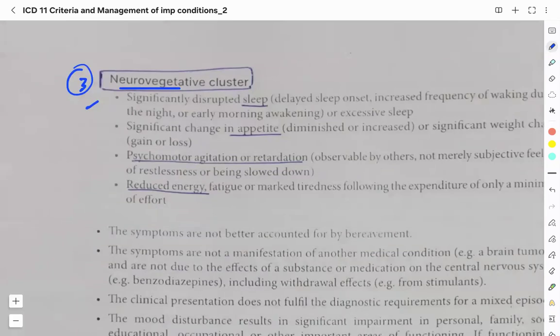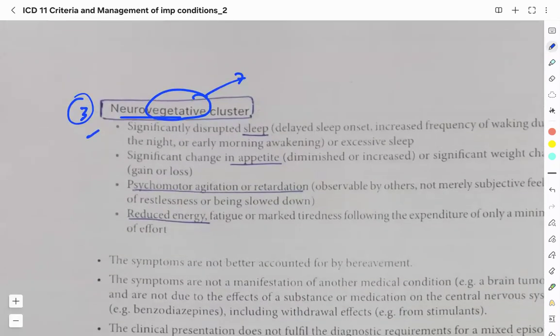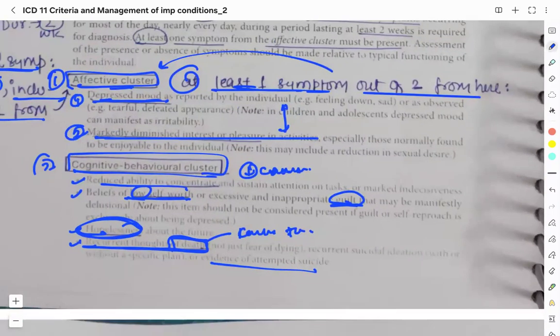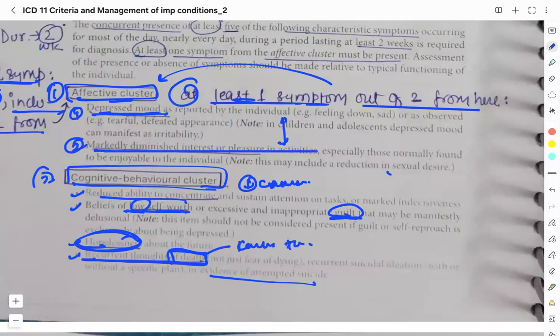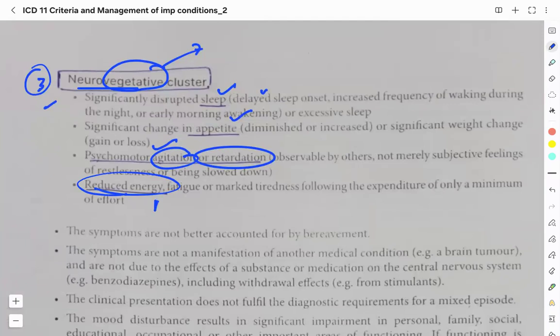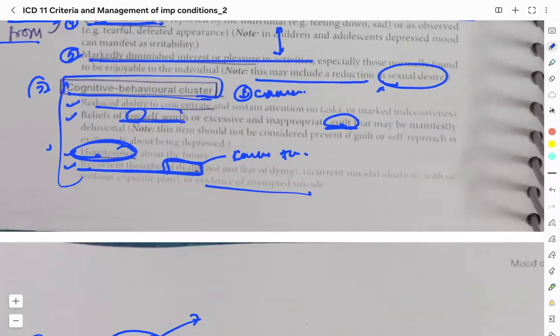Now, when we come to neurovegetative cluster, think about vegetative cluster, everything related to our vegetative life. So it is sleep, it is appetite, it is psychomotor activity, is it agitation or is it retardation? It's also not written here. Okay, so they have mentioned sexual desire in here, in affective cluster. It can also come in vegetative cluster. This may include a reduction in sexual desire. Okay. And reduced energy.